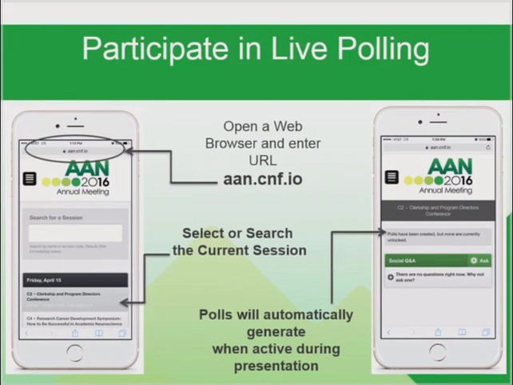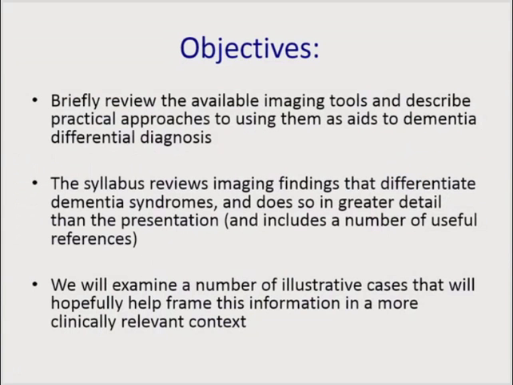There are a few questions embedded within the presentation, so there'll be an opportunity to participate in the live polling, similar to what you may have done at other sessions. Obviously, neuroimaging and dementia diagnosis is a very, very broad topic, and my goal today is not to be comprehensive in terms of covering every little imaging finding that may be present. My goal today is more to briefly review available imaging tools and talk through at least one way of using these in the context of dementia differential diagnosis.